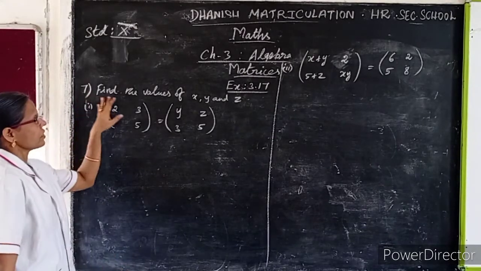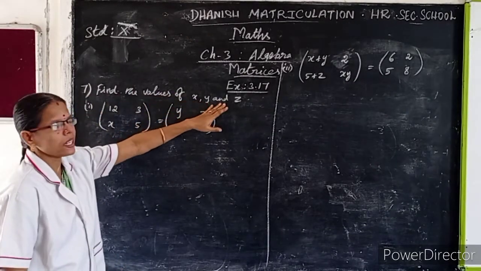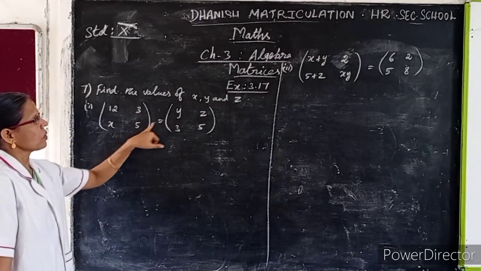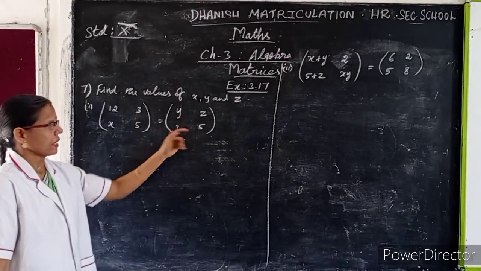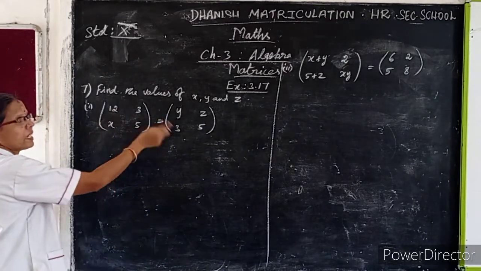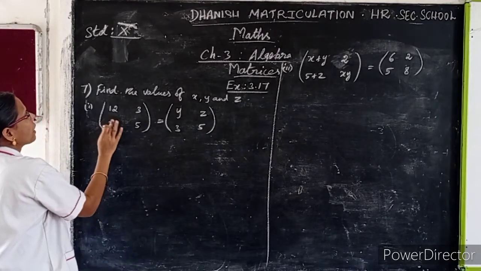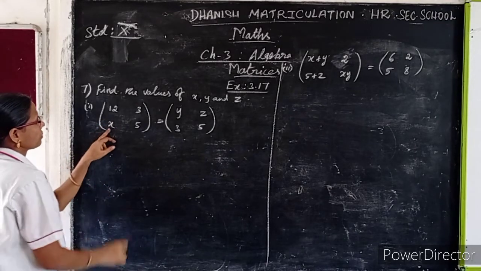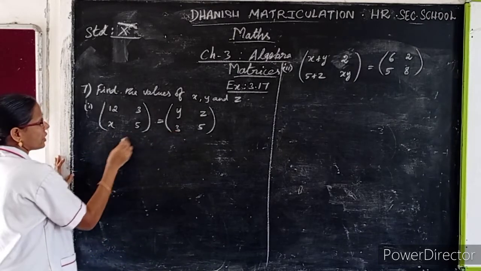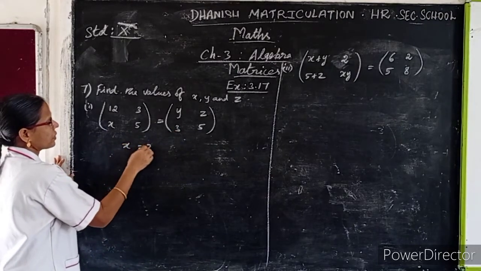Now, seventh question, find the values of x, y and z. First subdivision: 12, 3, x, 5, y, z, 3, 5. Equal to, one equation is given. So, equating the elements on both sides. This is the 2-1 element. Here the 2-1 element is 3. Therefore, x is equal to 3.